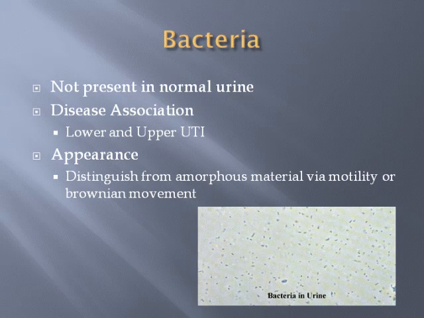Clearly, if you have very clearly rods or bacilli, that would be a good clue because amorphous material isn't necessarily going to look like that. But you definitely need to be careful with that. Usually if bacteria is present, it's present in enough amounts where it's pretty evident.